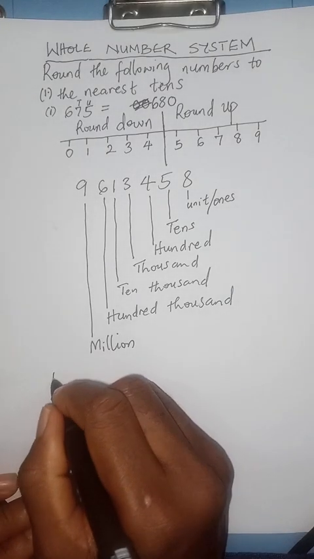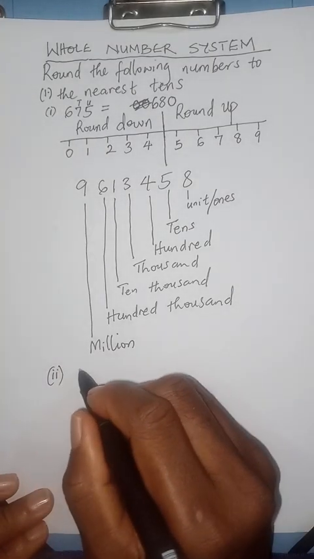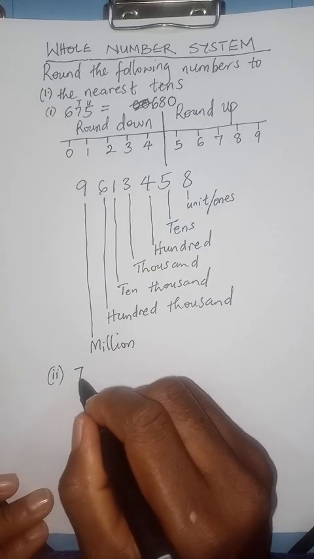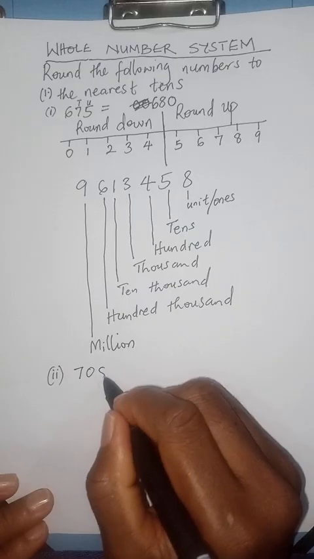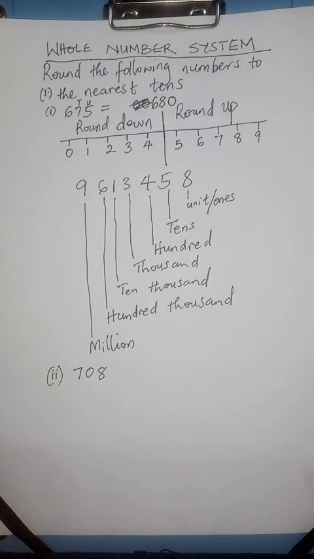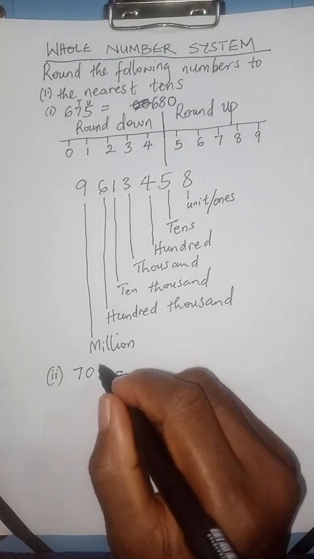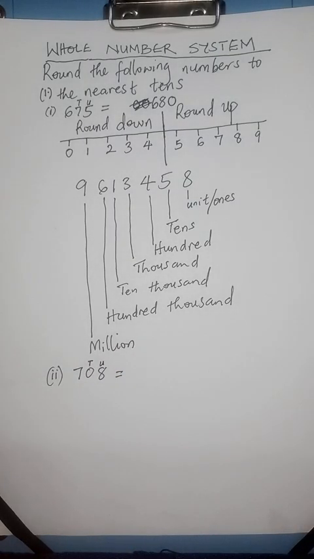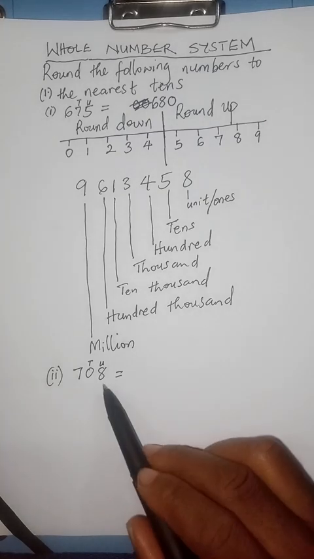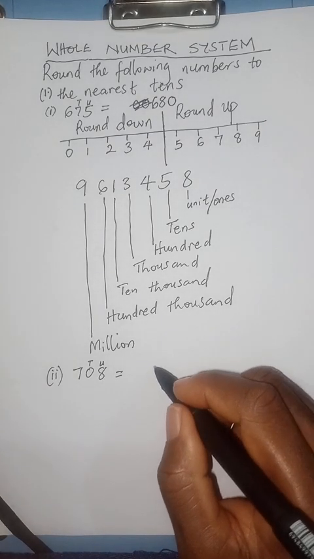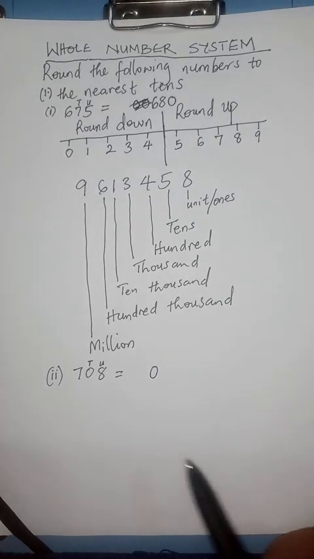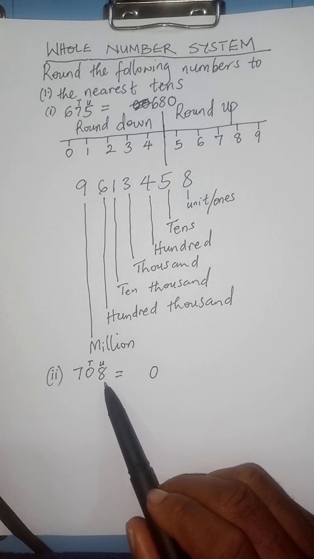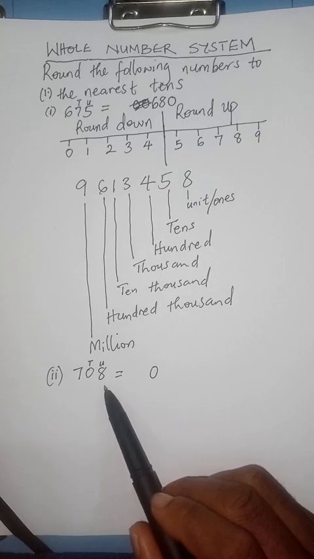Let's try another number, number 2, Roman figure 2. Let's assume I have 708. The question says round to the nearest tens. Again, this is my units and this is my tens. Those are the two digits I'm going to be particular about. The first digit, the unit, you convert it to 0. And check, is the digit 5, 6, 7, 8, or 9? If it's any of those digits, it means you're going to round up.